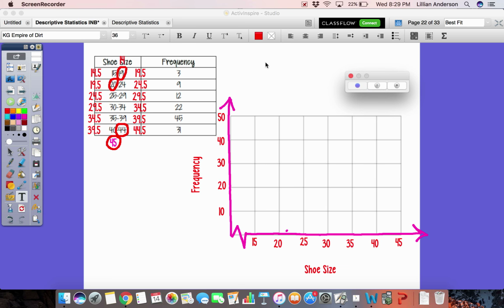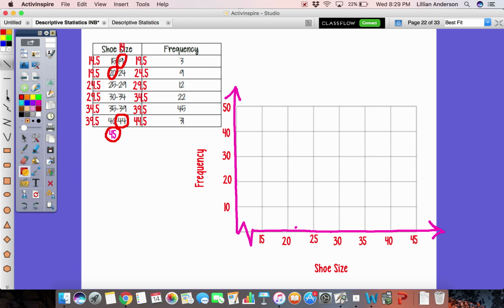Okay, as you can see here, I went ahead and labeled my x-axis going by 5s after I start with 15. And then I labeled my y-axis going by 10s. My x-axis is labeled shoe size and my y-axis is labeled frequency. And that is how you always want to make sure you label your x and y axis. So now at this point, I'm going to go in and draw my bars to represent my lower boundaries and my upper boundaries.